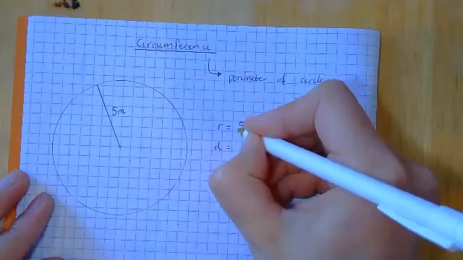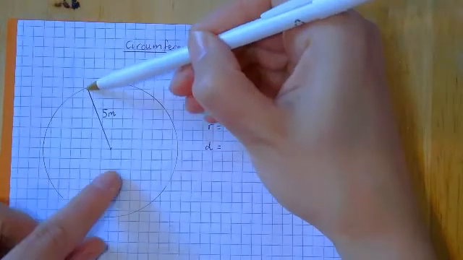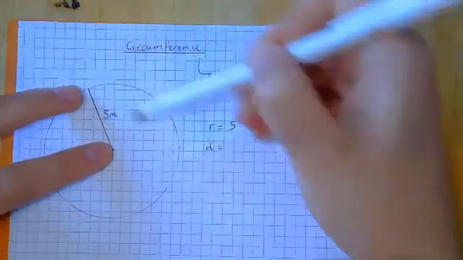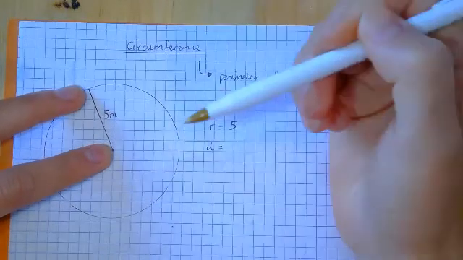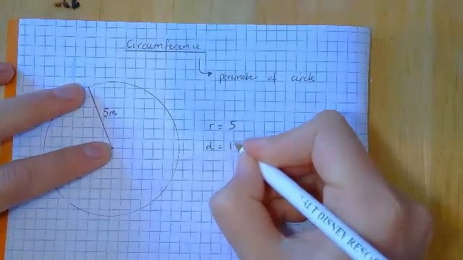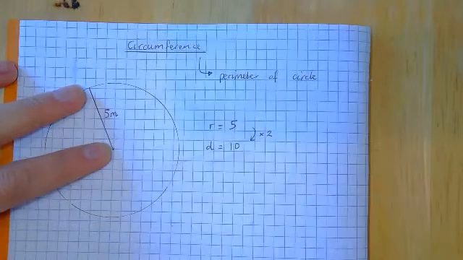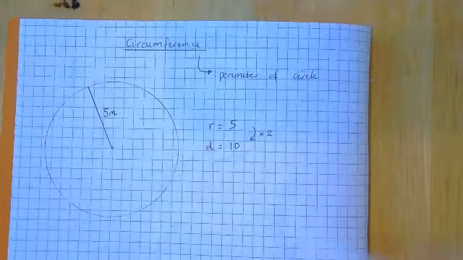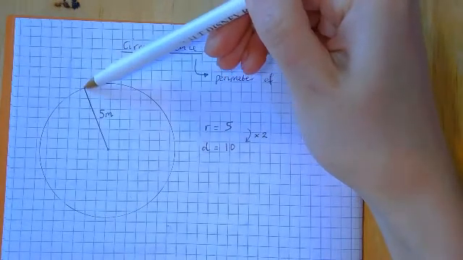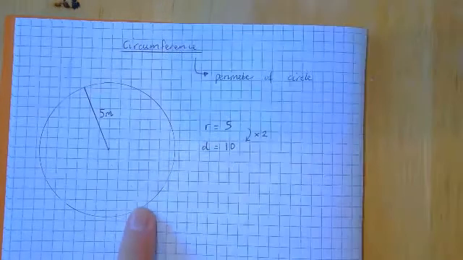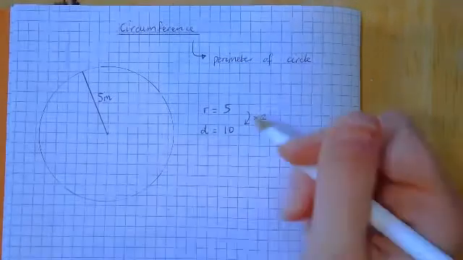So we've got the radius. So let's put the radius is 5. To get halfway from the edge to the middle is 5. And the diameter has to go all the way. So the diameter is always twice the radius. You might want to write that down. You times the radius by 2 to get the diameter, which makes sense. The radius goes from the edge to the middle, which is half of the edge to the other edge. So it does kind of make sense.